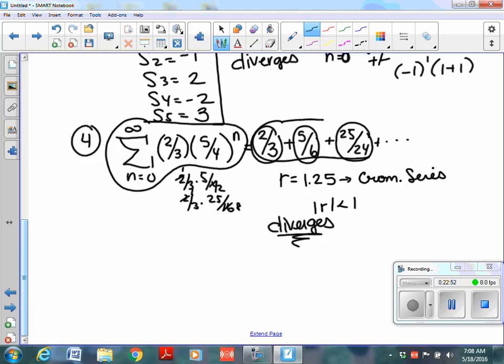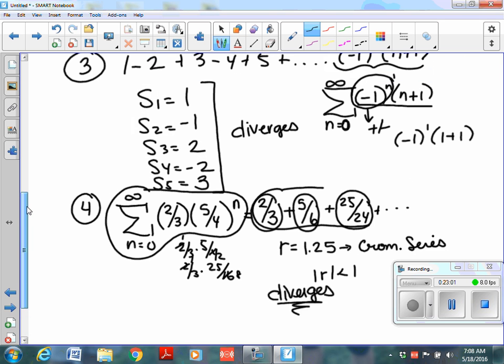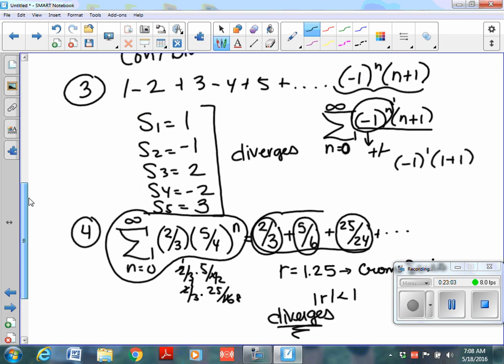So I showed you by using a formula how to figure out if it converges or diverges. I showed you how to expand a sigma notation, and I showed you how to do it by partial sums.